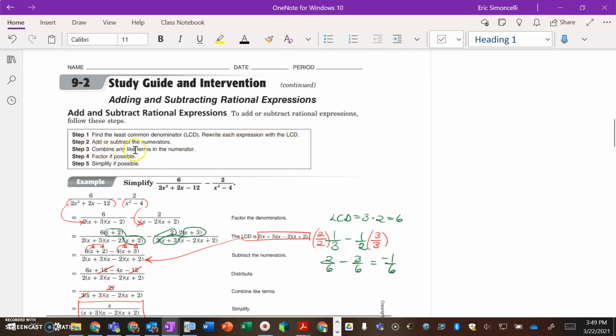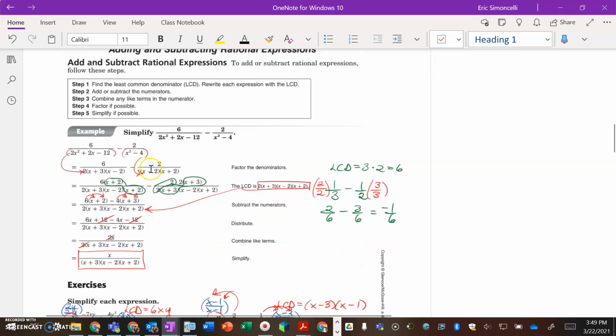Step 2 is to add or subtract the numerators. Because you have a common denominator, you're able to do this. Step 3, combine any like terms in the numerator, which speaks to any algebra problem where you have like terms. You want to combine them. Step 4 is to factor if possible. And then lastly, step 5 is to simplify if possible, which may or may not be applicable. We'll take a look and see how this falls into place here, all 5 steps.